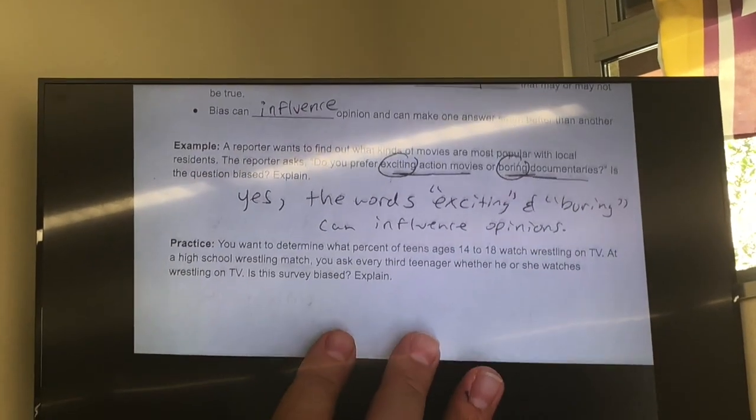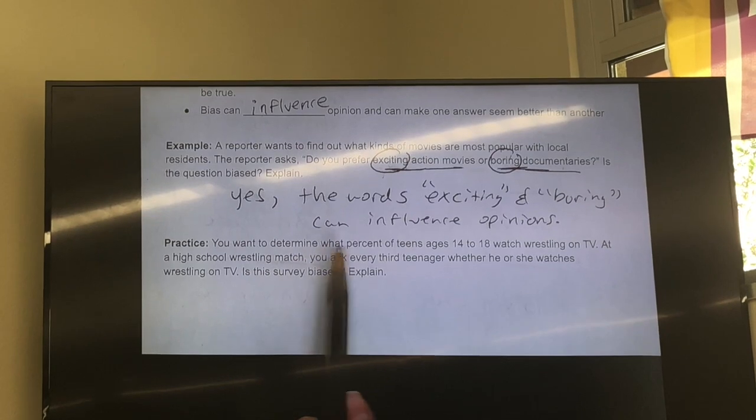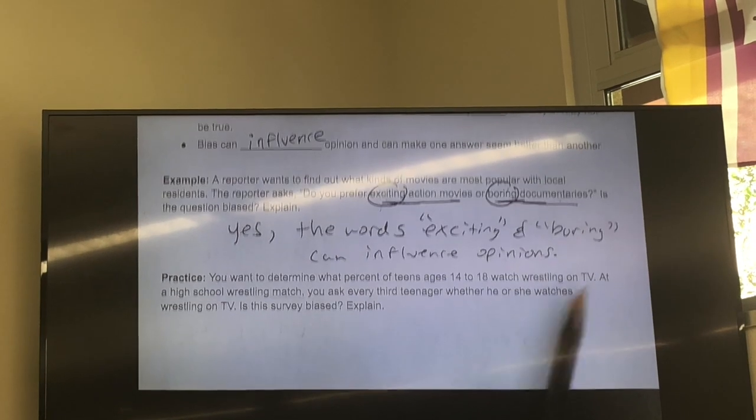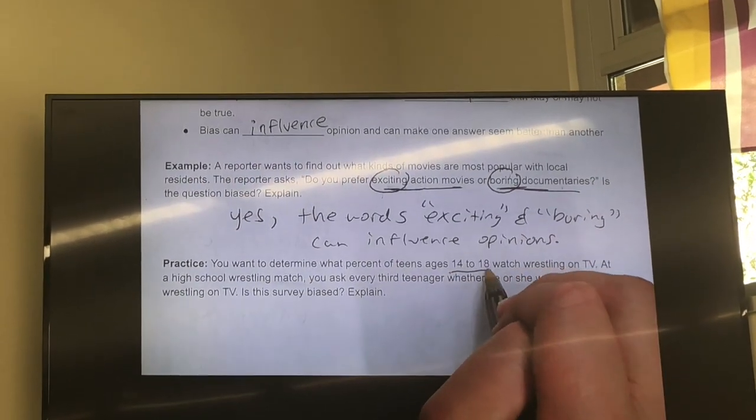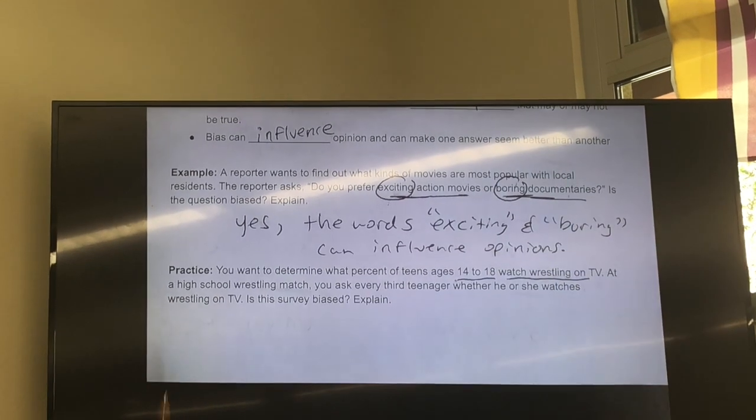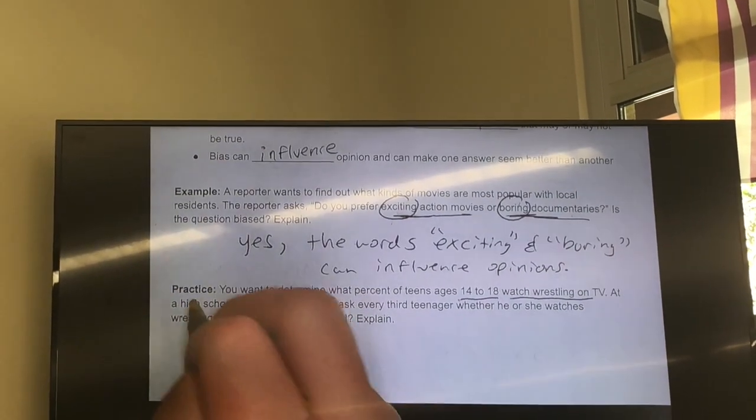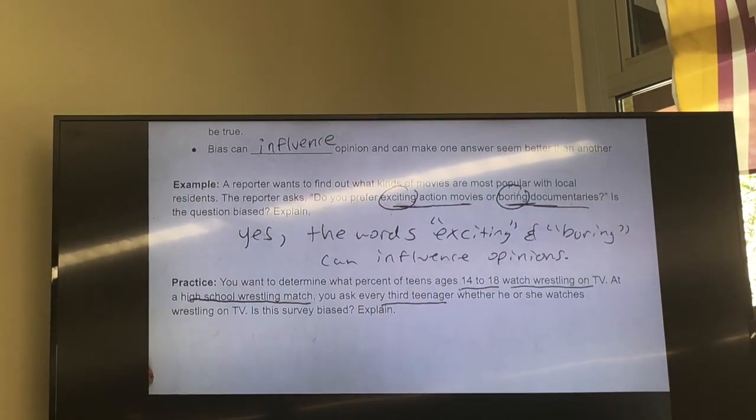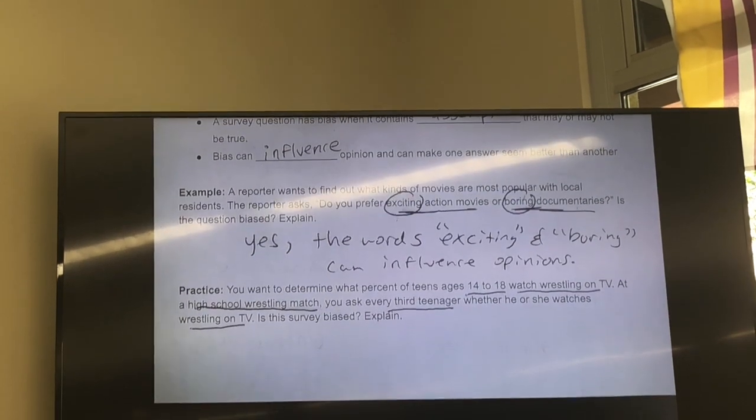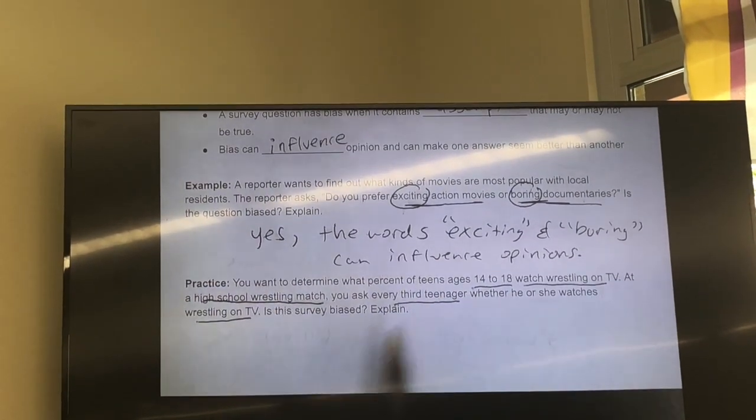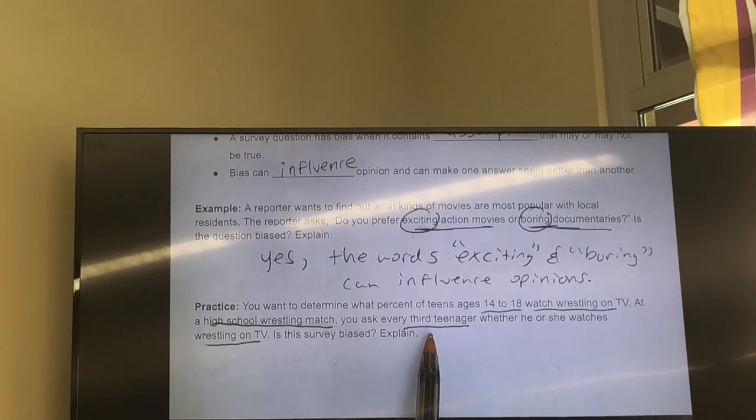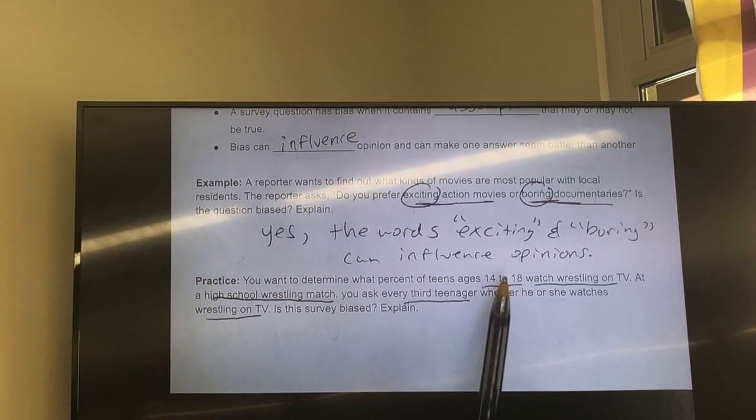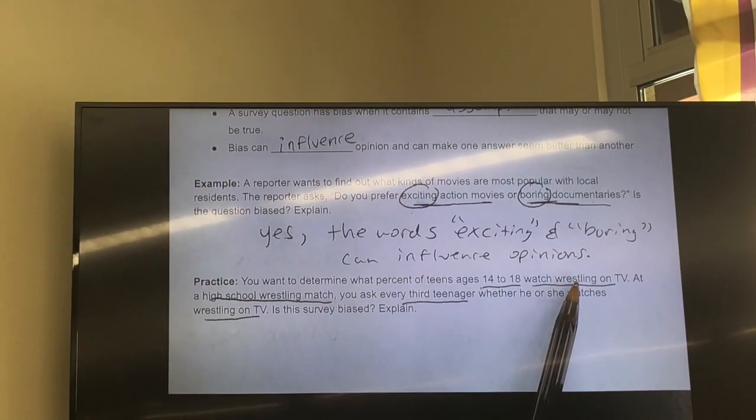All right, so our last practice, right? You want to determine what percent of teens ages 14 to 18 watch wrestling on TV. So we're looking at this age group who watch wrestling on TV. At a high school wrestling match, you ask every third teenager whether he or she watches wrestling on TV. Doesn't seem bad at first glance, right? They're even doing the systematic every third teenager. They're looking at a teenager, so it fits the age group. But we're asking them if they watch TV.